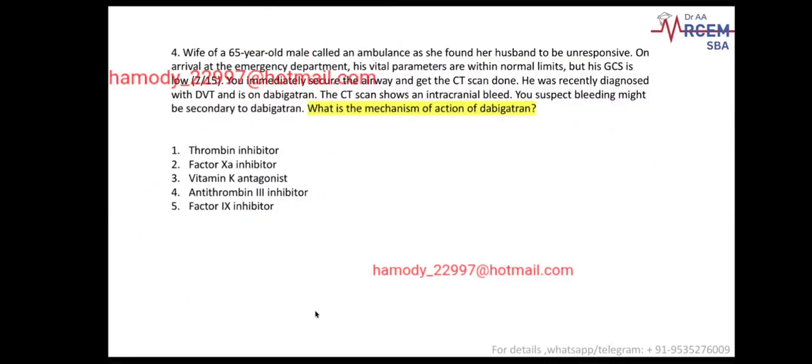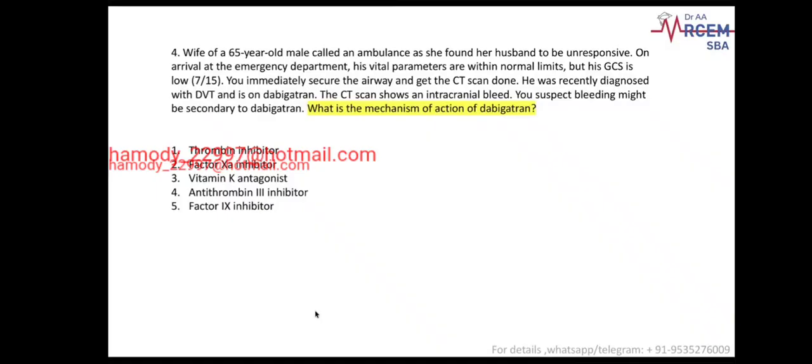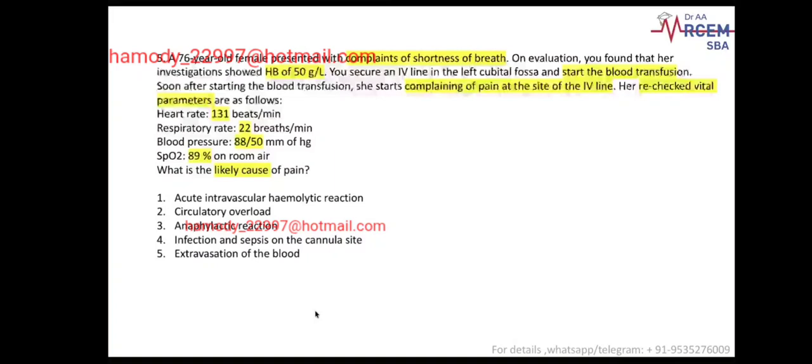What is the mechanism of action of dabigatran? It inhibits factor 2, which is also known as thrombin. So they can interchange the names, be aware of it. Thrombin and factor 2 are one and the same.